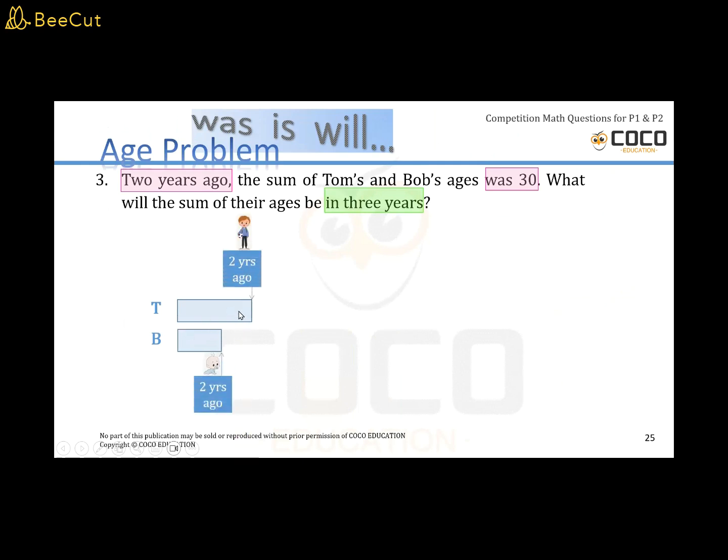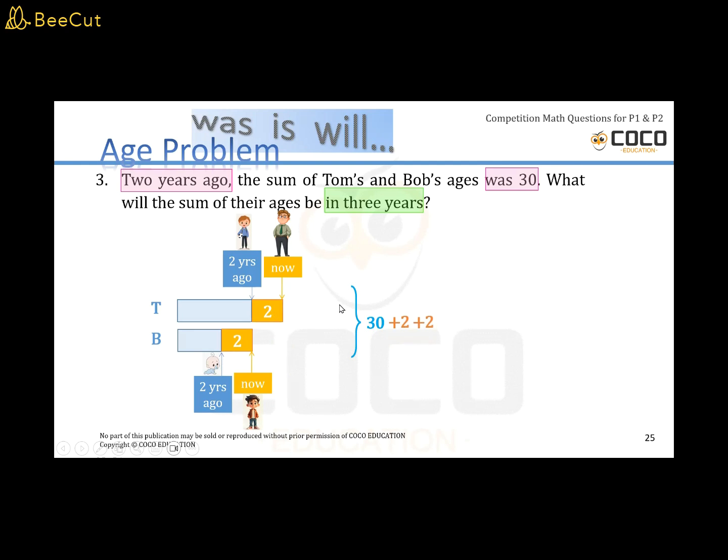So this bar is for 2 years ago when they are both young. Now let's start to turn our clock forward step by step. From 2 years ago to now, everybody getting 2 years older. So the bar is getting longer by 2. So for the sum, you should plus 2 for Tom, then plus another 2 for Bob.